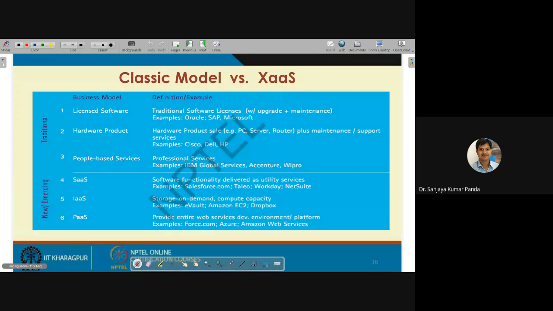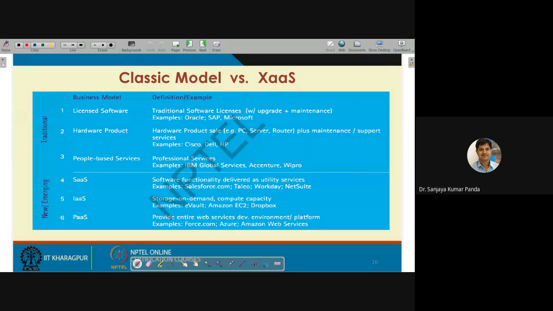Similarly, here you can see if you compare the classic model with XaaS, in the traditional case we are looking for licensed software, like Windows, which we install on our system. Over a period of time, if you are not updating, or if it is not supported, then you are going for pirated systems. But when you go for cloud, your cloud service provider has to take care of this licensing part.